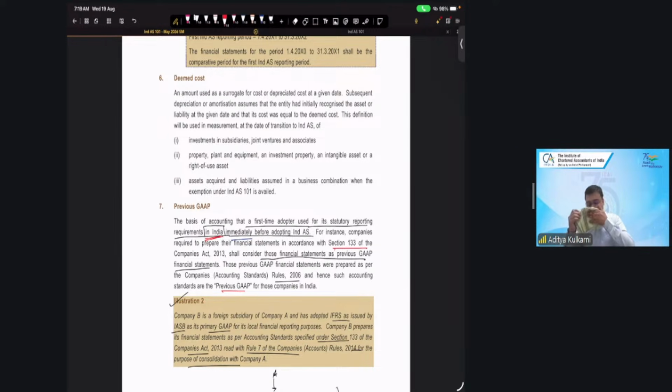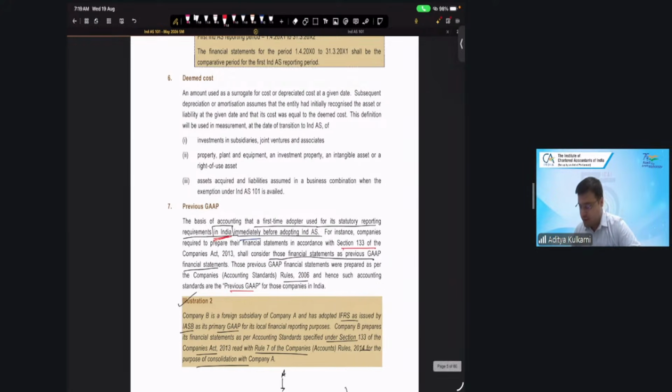You may have a company, a US company that prepares financials under US GAAP for US reporting requirements, and under AS also for Indian requirements. You will have to refer to accounting standards. US GAAP is not concerned with our transition. Are we okay? Yes. So this is the meaning of previous GAAP.